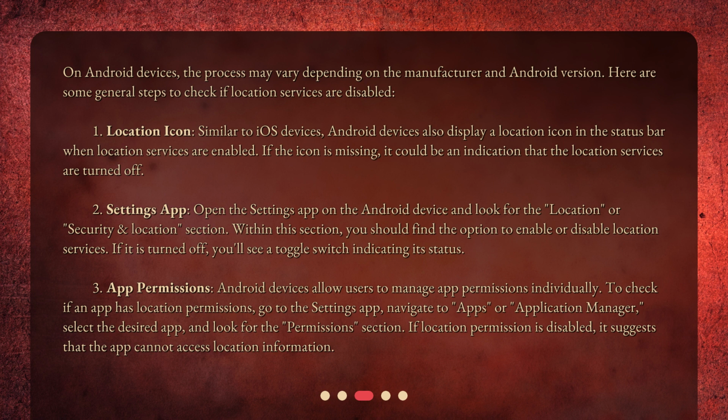3. App permissions. Android devices allow users to manage app permissions individually. To check if an app has location permissions, go to the Settings app, navigate to Apps or Application Manager, select the desired app, and look for the Permissions section. If location permission is disabled, it suggests that the app cannot access location information.